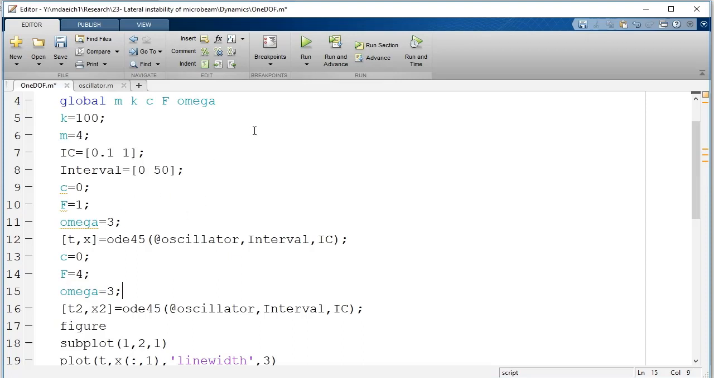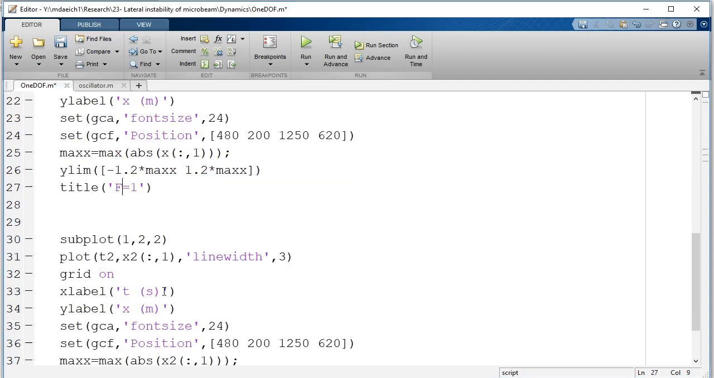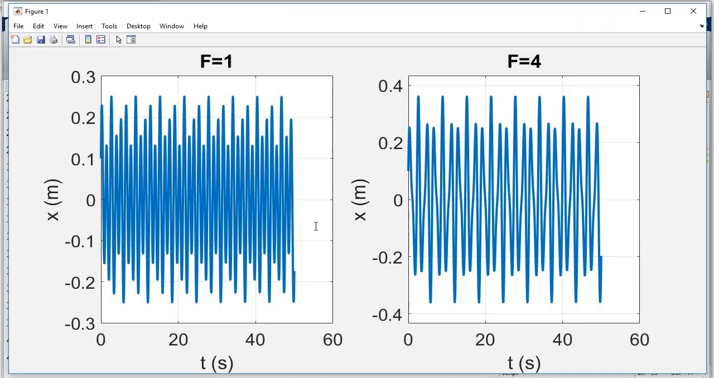So basically I'm going to solve the same equation again, one time with F equal to 1, omega equal to 3, and the second time with F equal to 4, keeping the omegas the same. Here this would be F equal to 1, and here this would be F equal to 4, for example. So let's run this, and this is what we get basically.